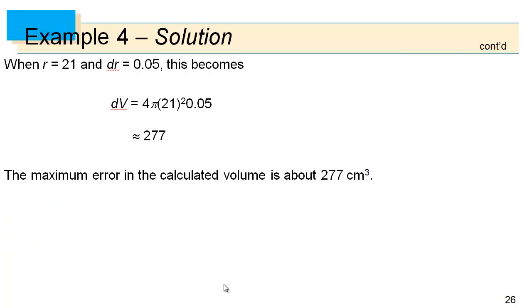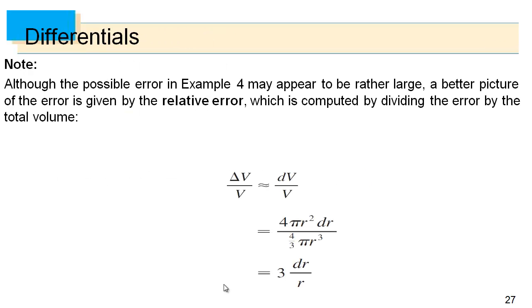Now, when the radius was 21, which is what we had measured, and we knew that the possible error was 0.05, if we plug all that in, we get 277 as the maximum error that we can get for our volume. And that seems like an awfully big number, and it does. But when you consider how big the actual volume is, it's actually a relatively small error, and that's why we normally do a relative error rather than an absolute error.